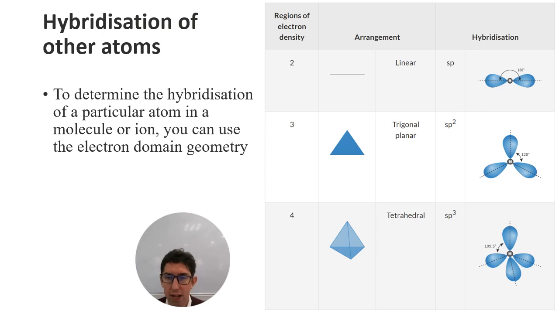And you'll be required to go backwards and forwards. They might give you a trigonal planar structure and you need to remember that that's sp2, or they might give you sp3 hybridization and you need to remember that that's going to form a tetrahedral shape.